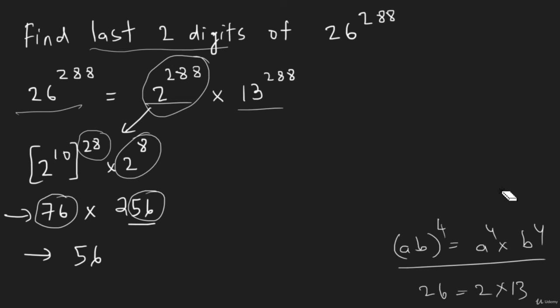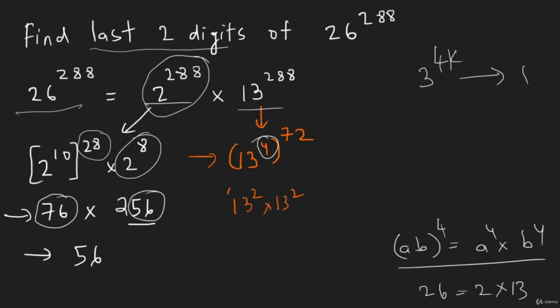Now let's take this part over here. 13 to the power 288. I can write this as 13 to the power 4 to the power 72. And remember, why am I taking 4 over here? It's because 3 to the power 4k will end in 1. We have seen that before. So I'm writing this as 13 to the power 4 to the power 72. Let me write 13 to the power 4 as 13 square into 13 square to the power 72.